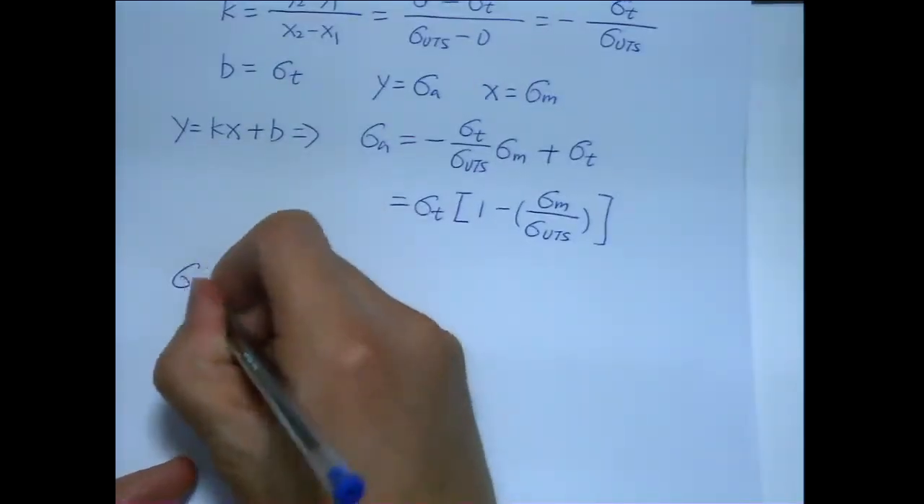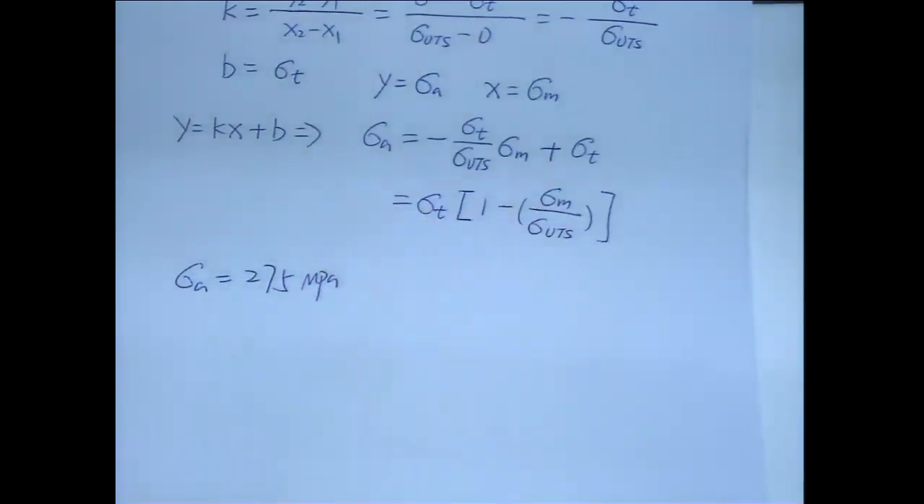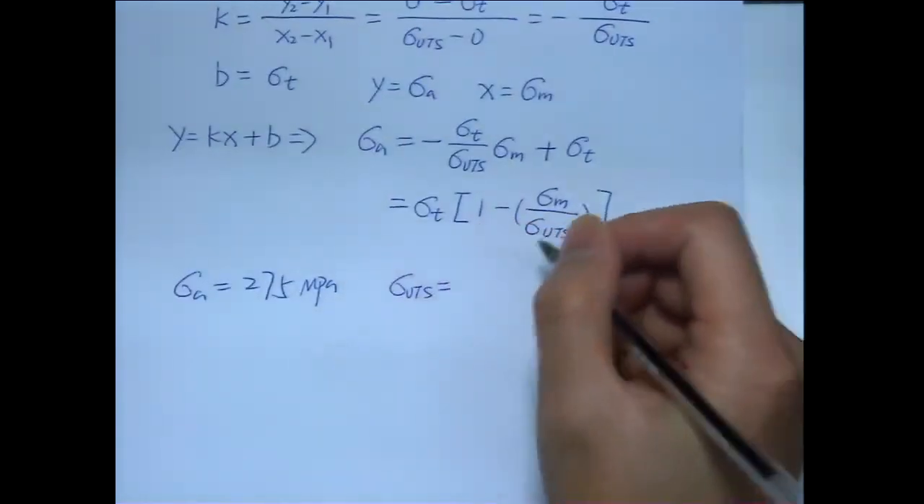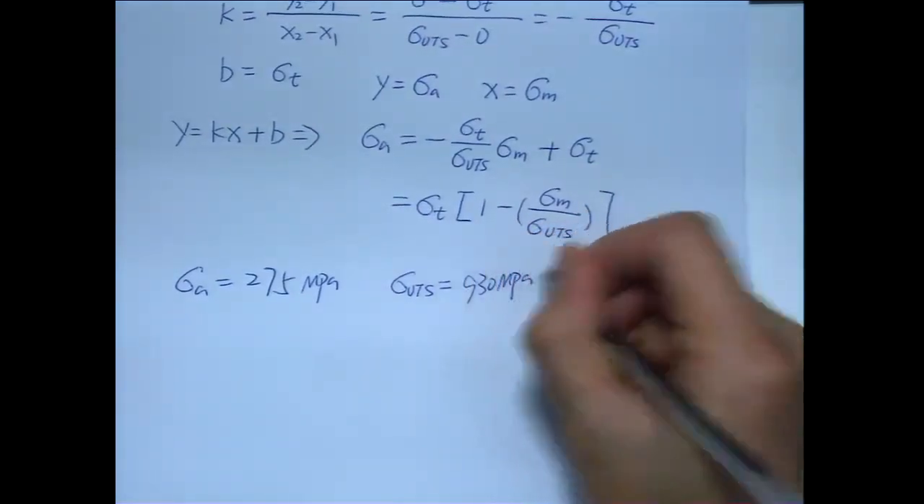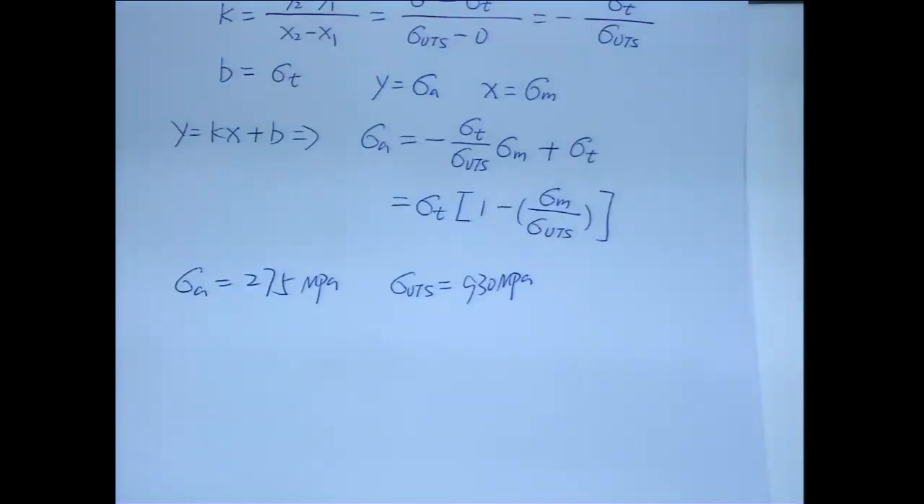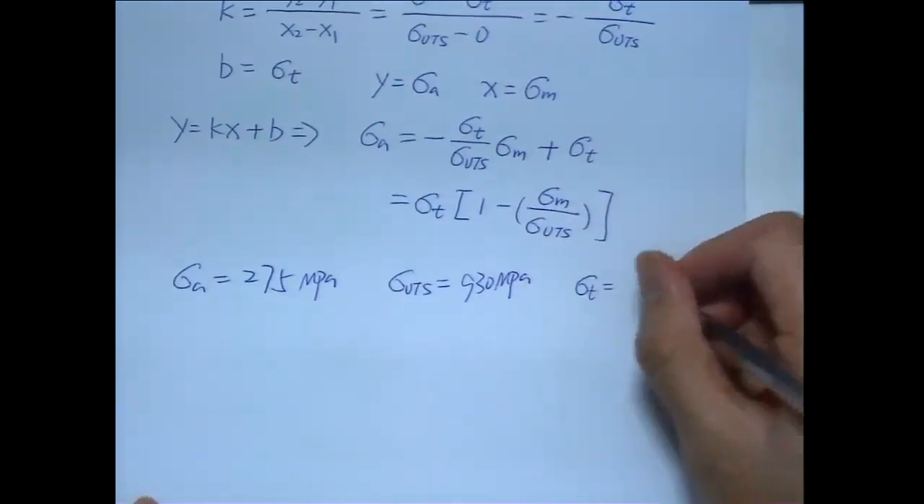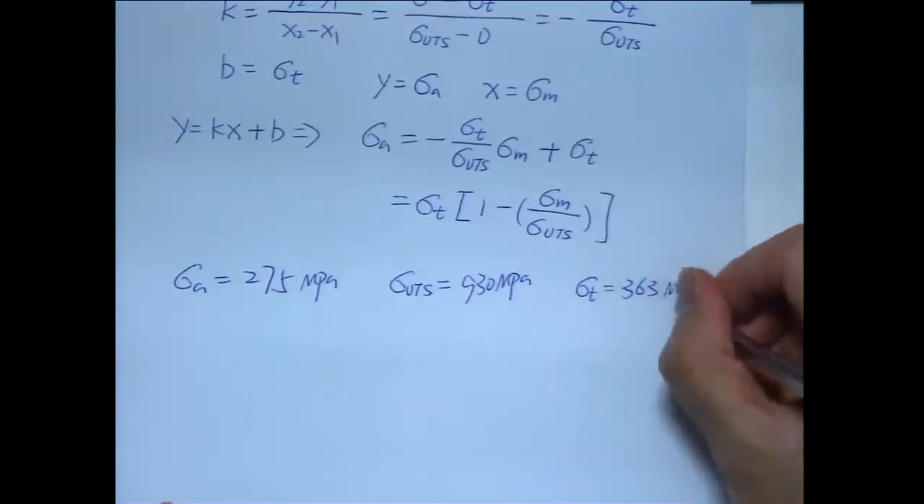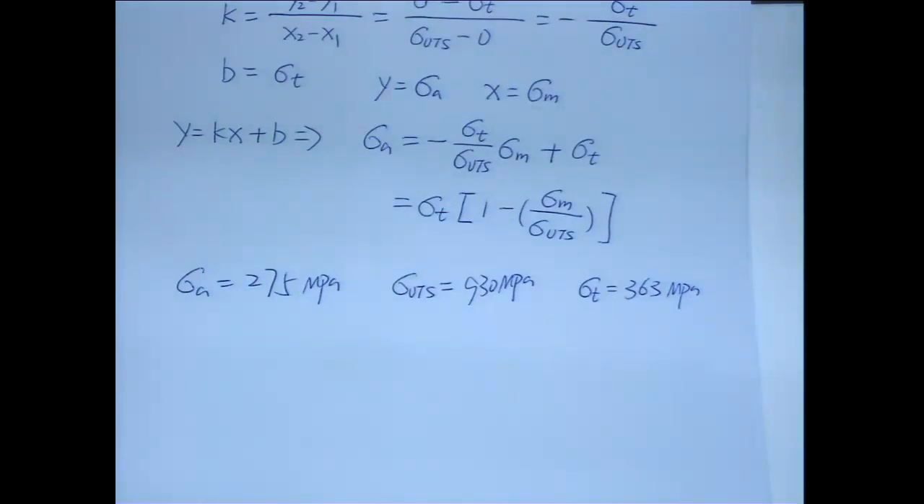So let's just write that down. Sigma a equal to 275 megapascal. The alloy has an ultimate tensile strength, sigma UTS, equal to 930 megapascal. And the fatigue limit, sigma t, is equal to 363 megapascal. Okay? So the question is, calculate the maximum value of the mean stress such that the alloy can withstand without being fatigued, and the corresponding R ratio under this condition.